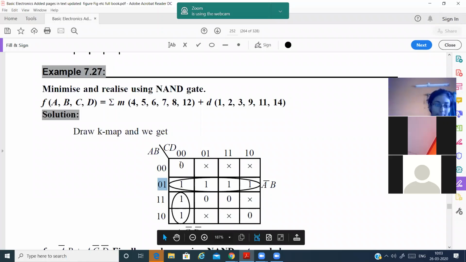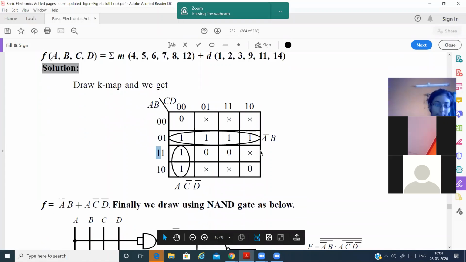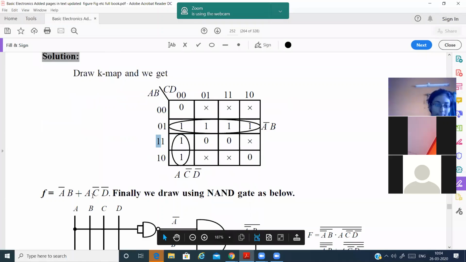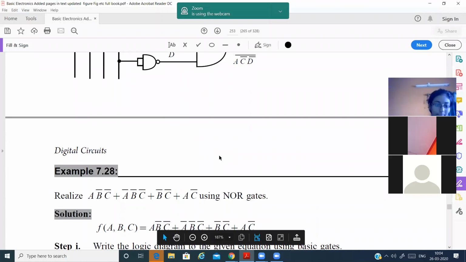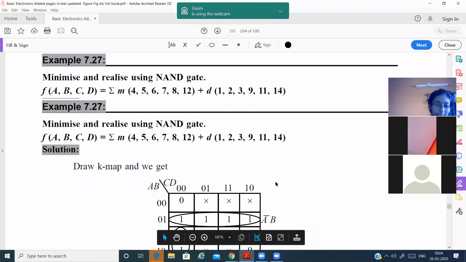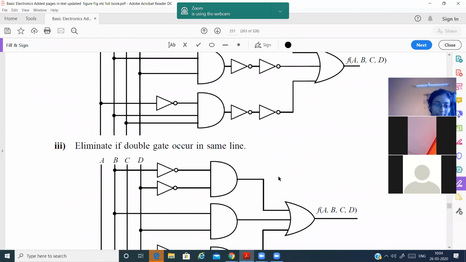Here, vertically you see 0, 0. So for that, I take C bar, D bar. In these two, horizontally 2 boxes are there. Here 1, 1 is there, and 1, 0 is different, so I'll just take A. It will be A, C bar, D bar. So A bar B plus A C bar D bar. For this equation, we are going to draw the NAND realization. I have directly given the final answer, but you have to do all the steps like this.